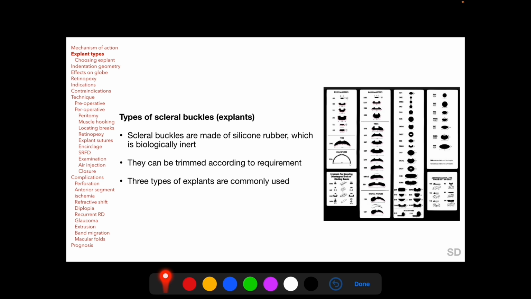Scleral buckles, which come in various forms as seen here in this chart, are made of silicone rubber which is biologically inert. They are trimmed to an appropriate length according to the requirement in a particular case, and although several types of explants are available, three types are commonly used: tires, sponges, and bands.